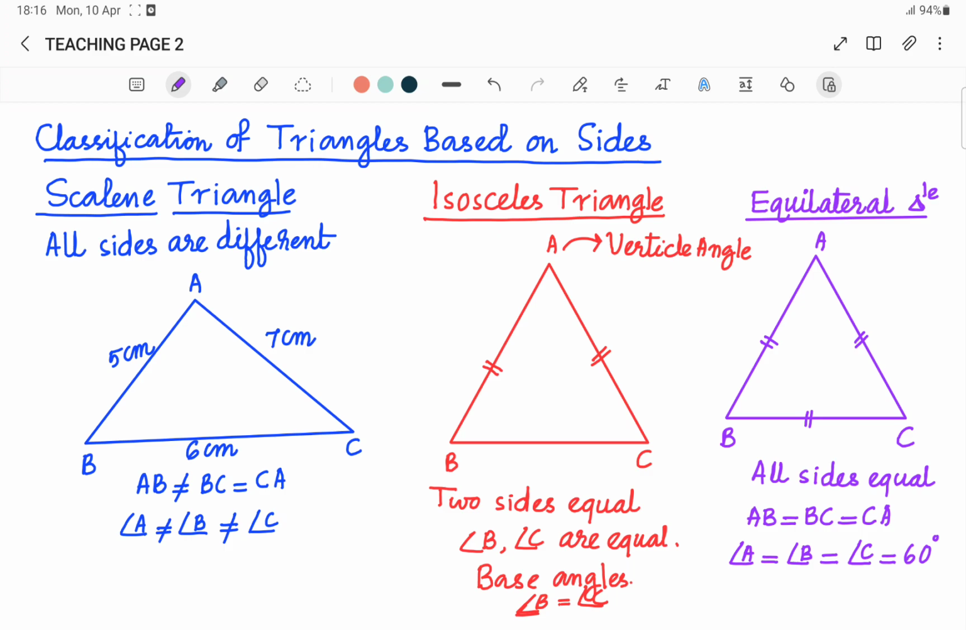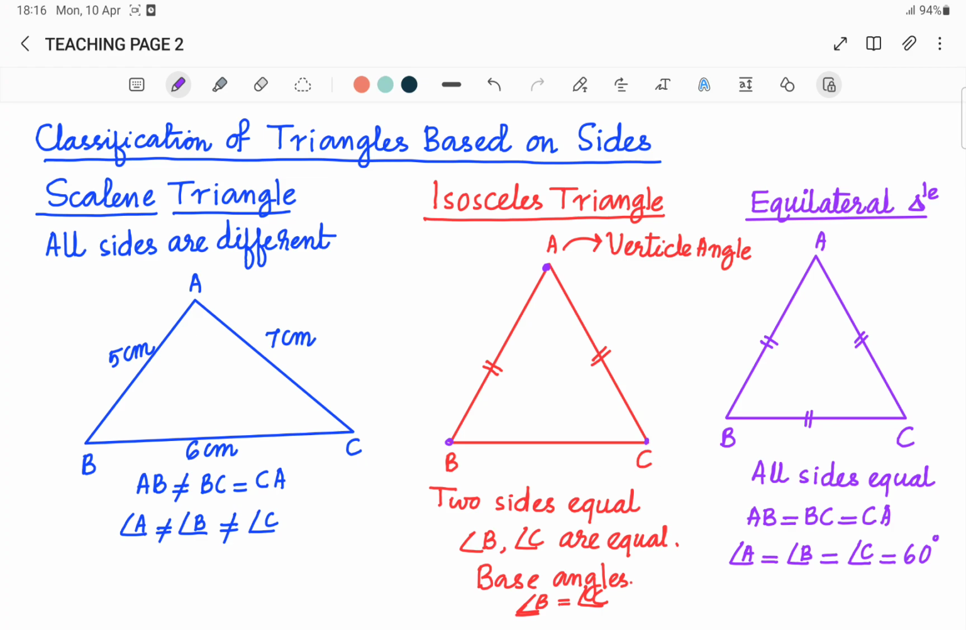Scalene triangle, all sides are different. Isosceles triangle, two sides are equal. And that point where the equal sides are meeting is called the vertical angle. The other two angles are called base angles. This is very important. Just remember which are called base angles. Next one, equilateral triangle. All the sides are equal. So are all the angles. And each angle is equal to 60 degrees.